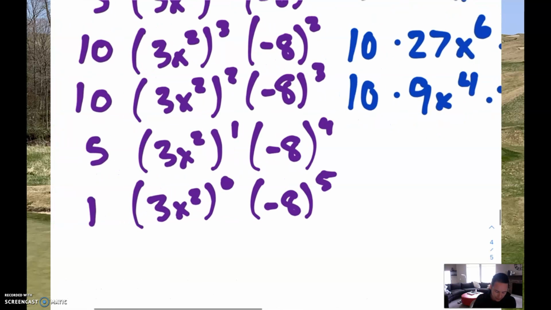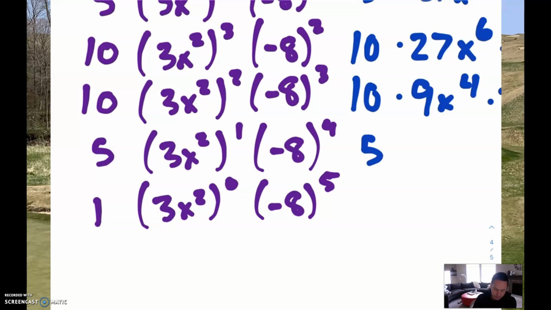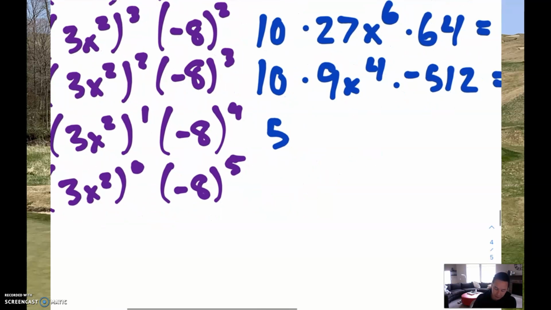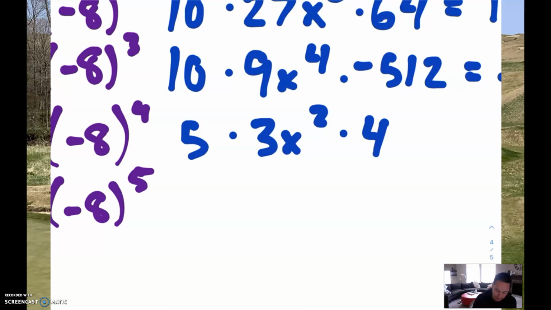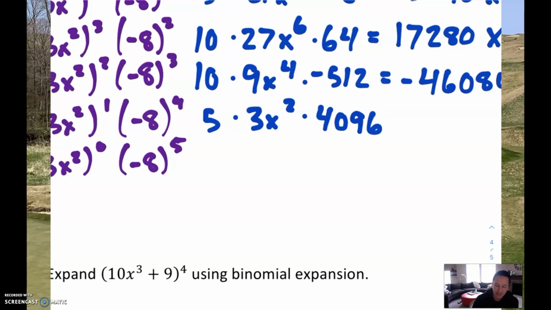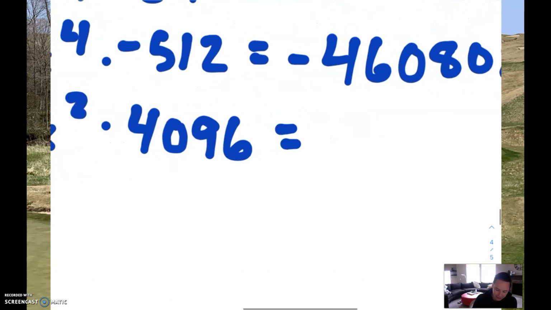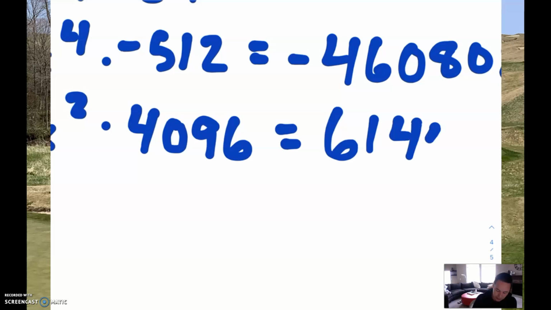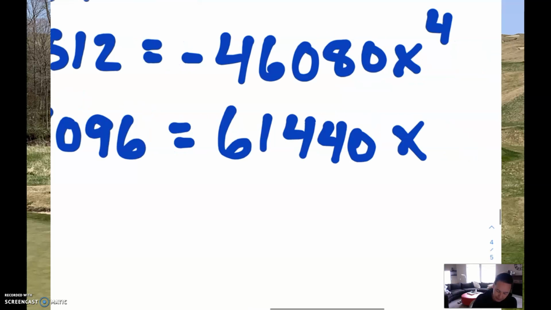Okay. 2 left. We start with our Pascal number, that's a 5. 3x squared to the 1st power, that's just 3x squared. And then we have negative 8 to the 4th. So I think of that as negative 8 squared, that's 64. And then I square that, so it's just 64 times 64, which obviously is 4,096. And then we can take the 5 times 3, that's 15, multiply it by the 4,096, and that gives us 61,440, and it is x squared.